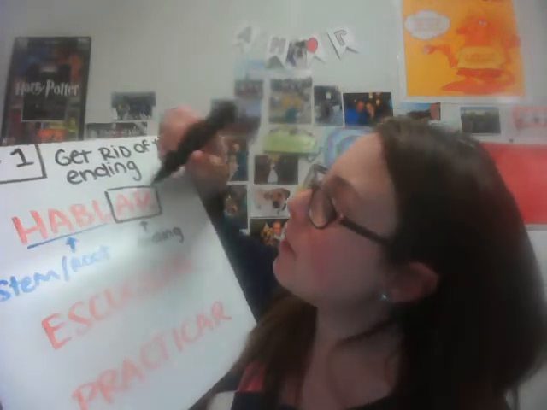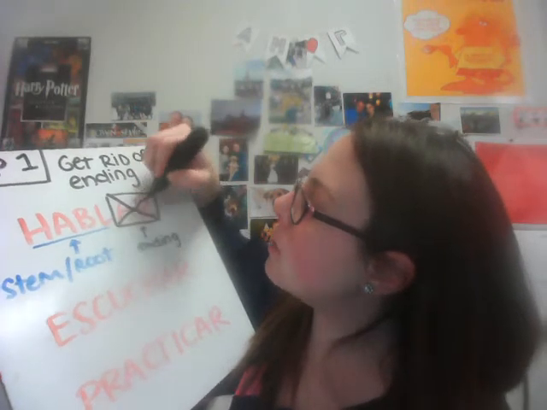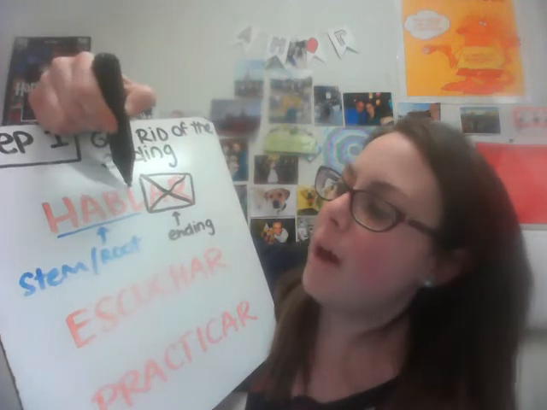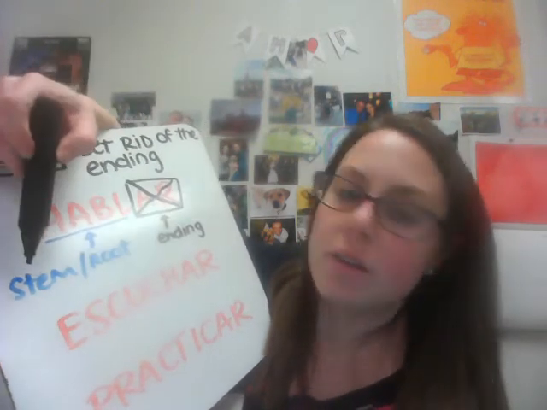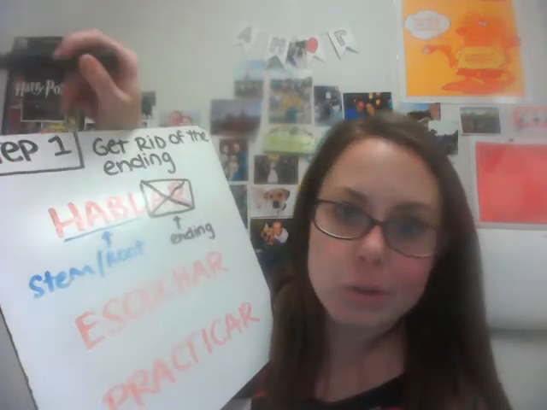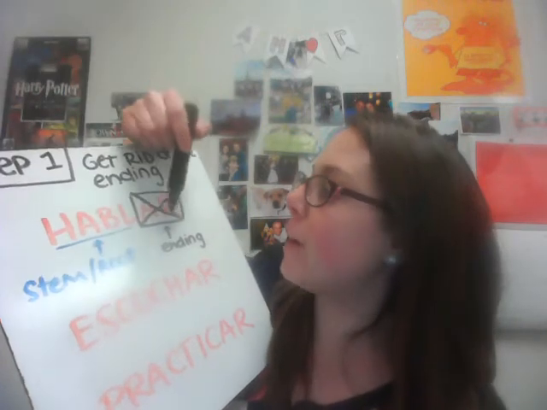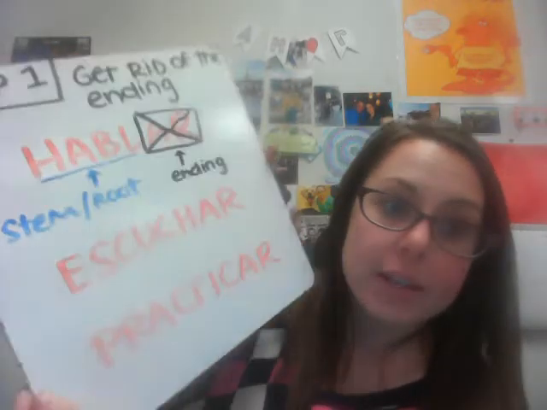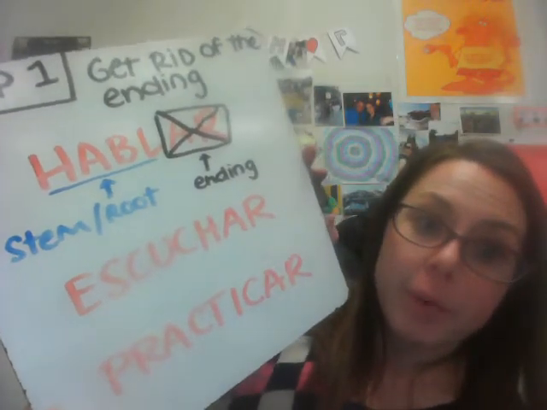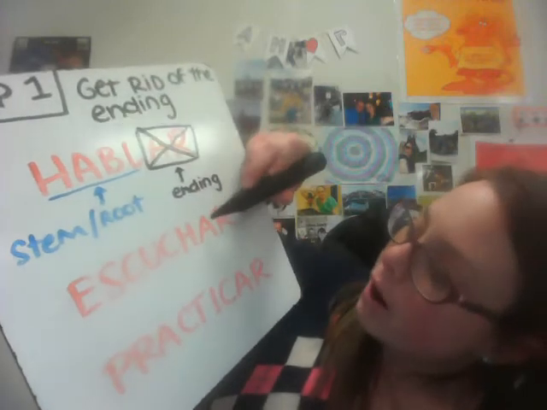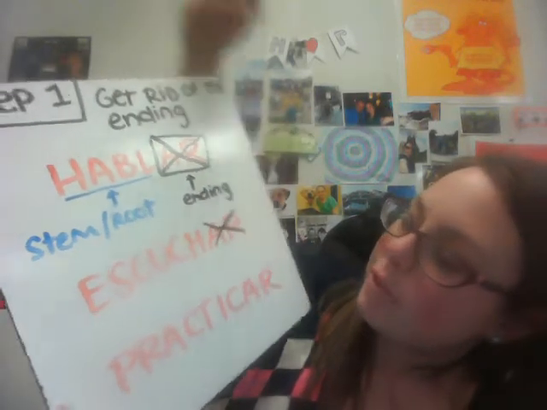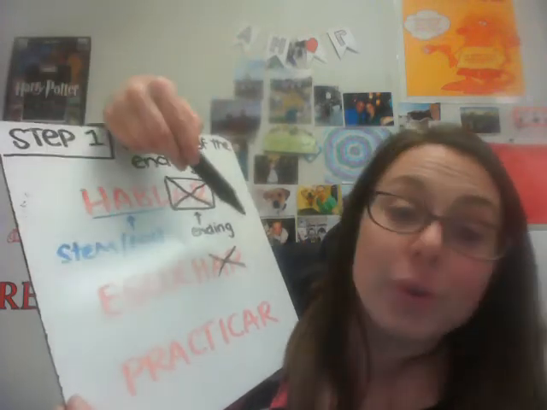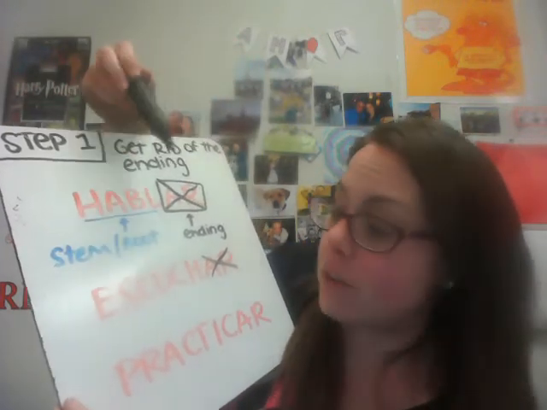So when I get rid of the ending, I'm just going to go ahead and X out the AR part. This part I'm going to keep, the HABL. That's called the stem or the root. You can use whatever plant-related vocabulary you like there. This part is called the ending. So on escuchar, what am I going to get rid of on this verb? I'm going to just get rid of the AR. And again, I'm going to be left with the stem or the root, which is escuch. We'll need to do more with these in just a second. This is just part one.